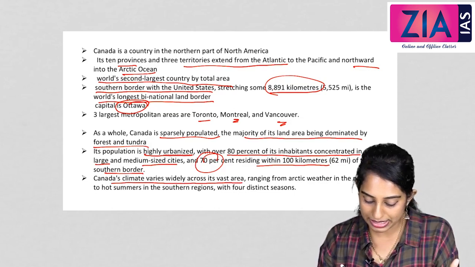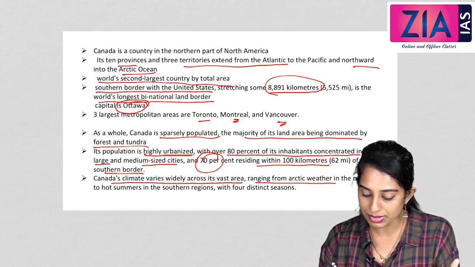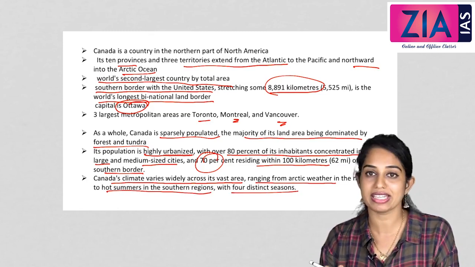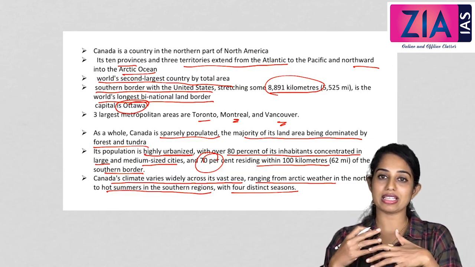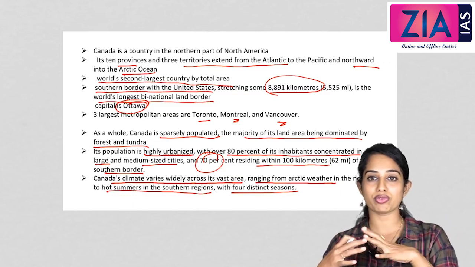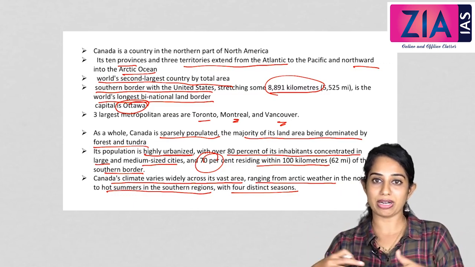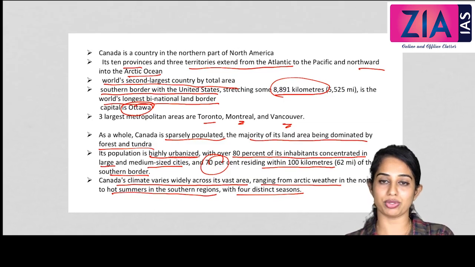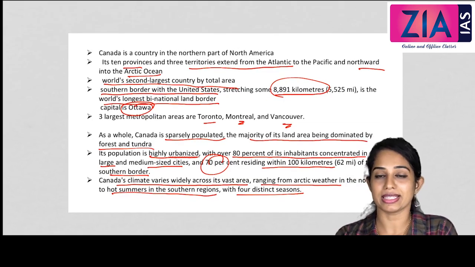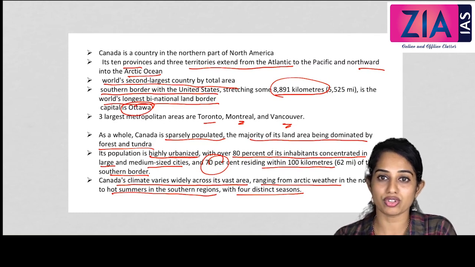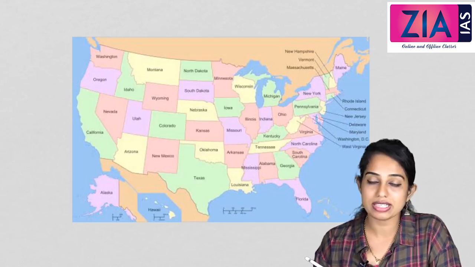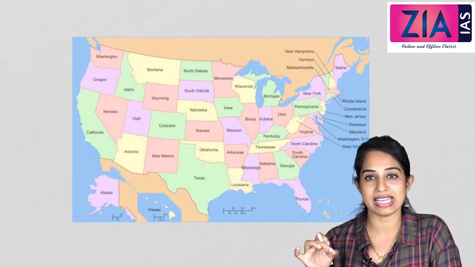Canada's climate varies widely across its vast area, ranging from Arctic weather in the north to the hot summers in the southern region with 4 distinct seasons. So it experiences almost all kind of weather, Arctic weather to the northern pole and almost towards hot weather in the southern part of the Canada because it shares border next with the US. So since US have this tropical climate experiences, we can expect that Canada's southern part also will have this tropical climate experiences. While we see about US is divided into 50 different states in it.